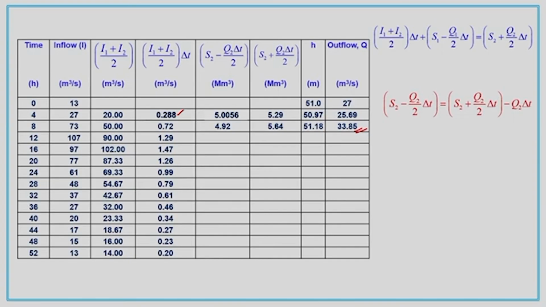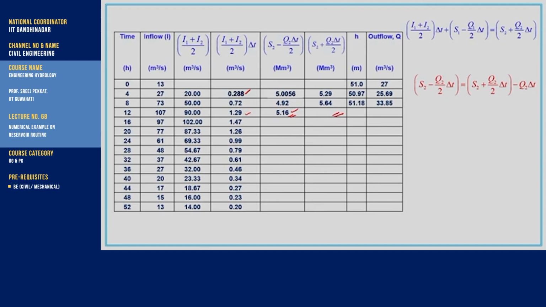Now, this step is repeated. So, this Q value is utilized along with this S2 plus Q2 delta T by 2 to get S2 minus Q2 delta T by 2 in this cell. So, that is calculated to be 5.16. Now, summing up these two values 1.29 and 5.16, we will get the value corresponding to S2 plus Q2 delta T by 2 for t is equal to 12 hours. This value is utilized and corresponding values of elevation and the outflow will be taken from the graph.